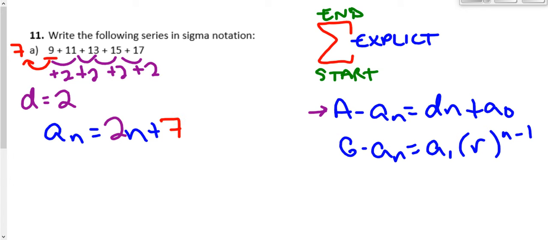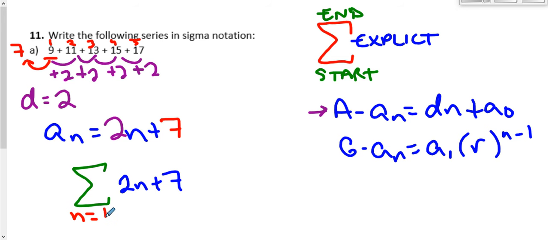All I need to do now is put it in sigma notation. So here's my sigma, my formula that I just wrote, which is 2n plus 7, and now I just need to find my starting and ending values for n. We find the n values just by counting the terms that I'm adding together. This is the first term, second term, third term, fourth term, and fifth term. So we're going from the first term, n equals 1, all the way up to the fifth term. And that's it for that problem.